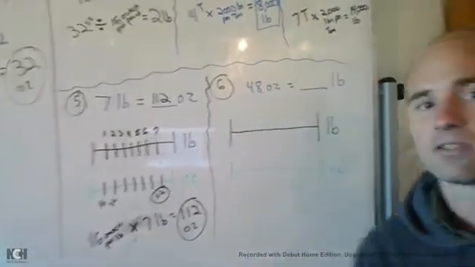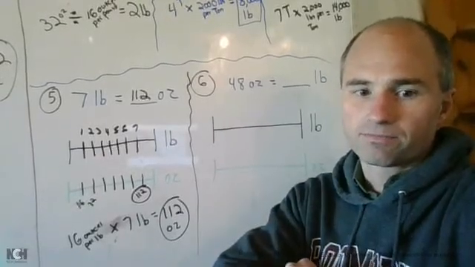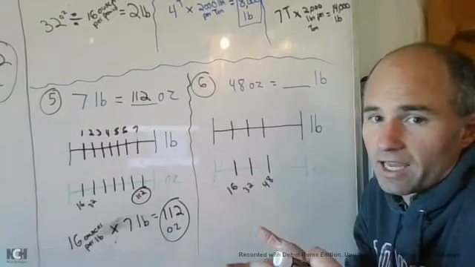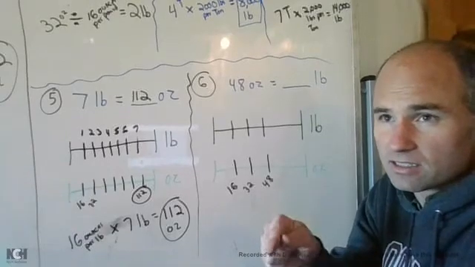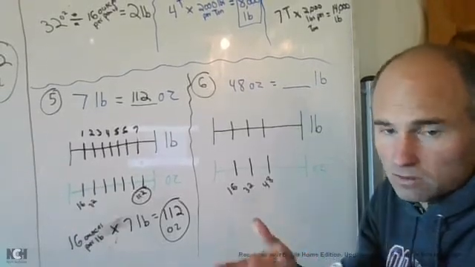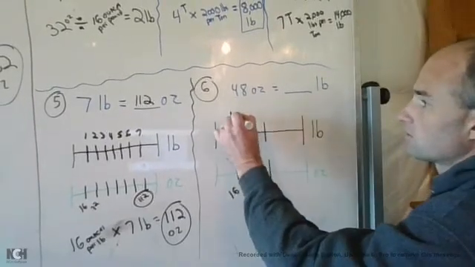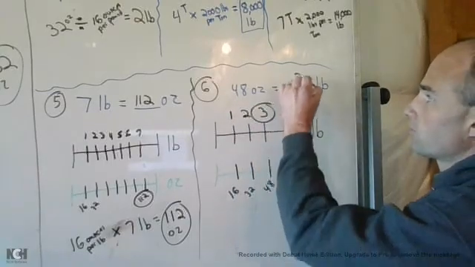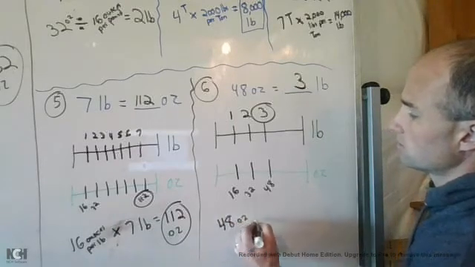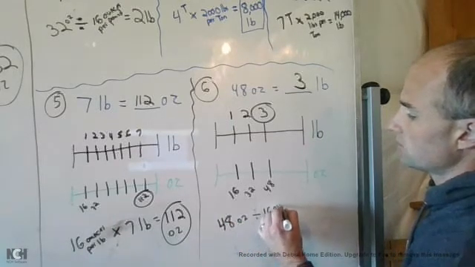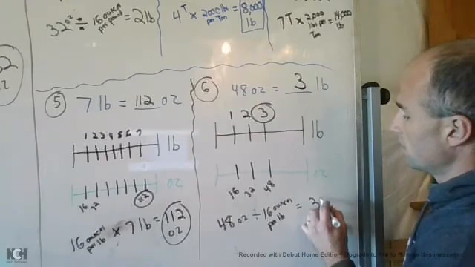All right, last but not least, 48 ounces. How many pounds is that? Go ahead and do that now. So for this one, I'm going to have to count out by 16s and see how many times I counted out 16s to figure out how many pounds that is. So 16, 32, 48, that's 3, meaning 3 pounds. So I could do 48 ounces divided by 16 ounces per pound. I would get 3 pounds.